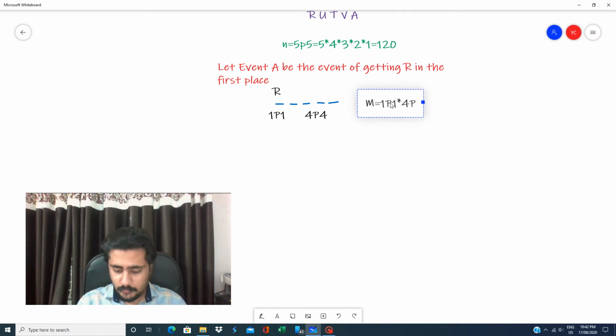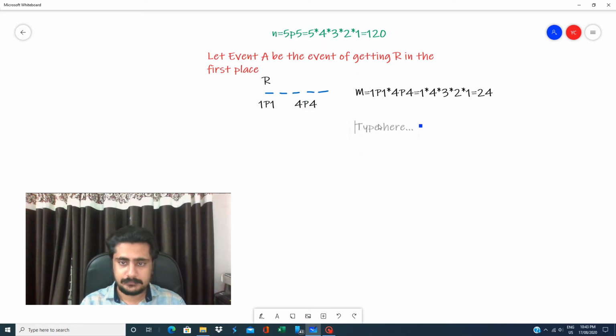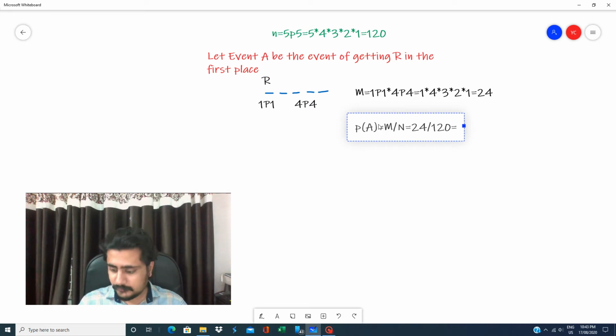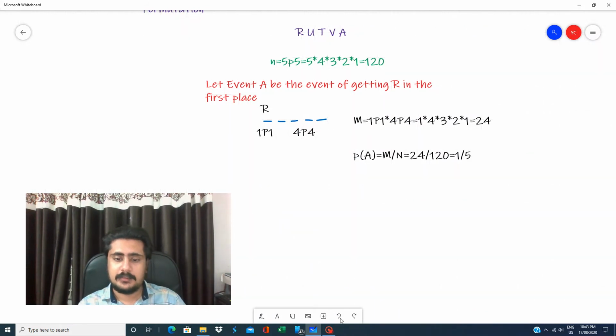So total possibility here is 1p1 into 4p4. 1p1 is 1, 4p4 is 4 into 3 into 2 into 1, so it's 24. So your probability is m upon n, 24 by 120, that is 1 by 5.